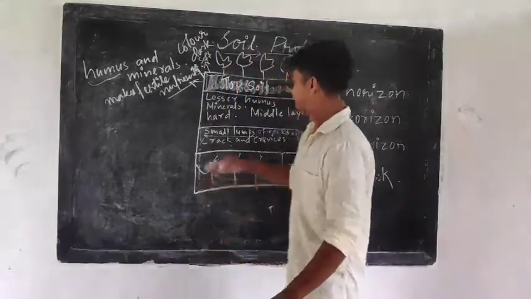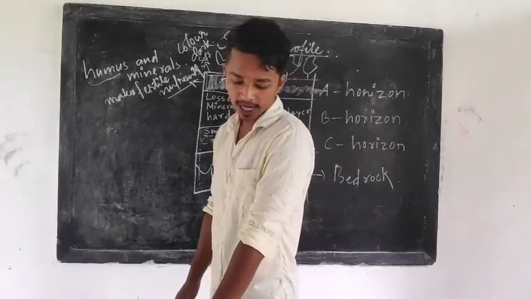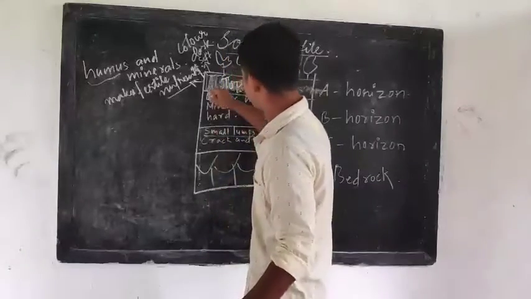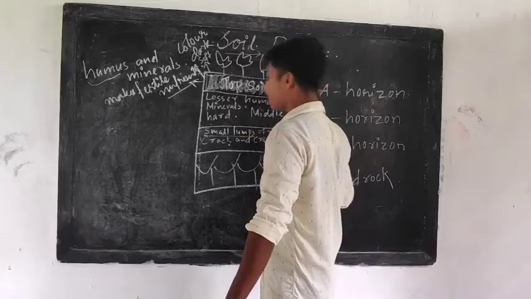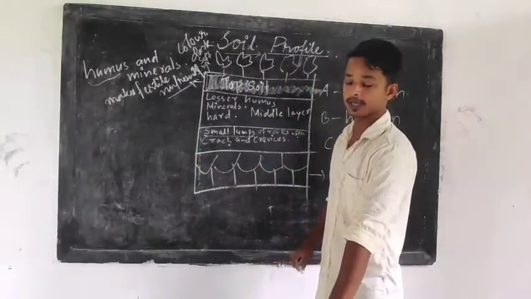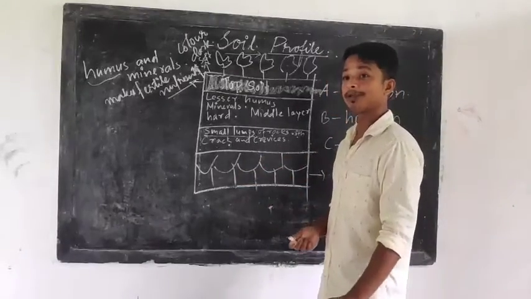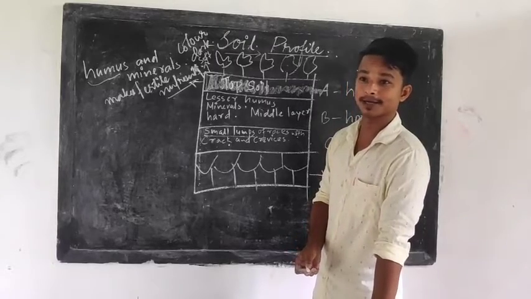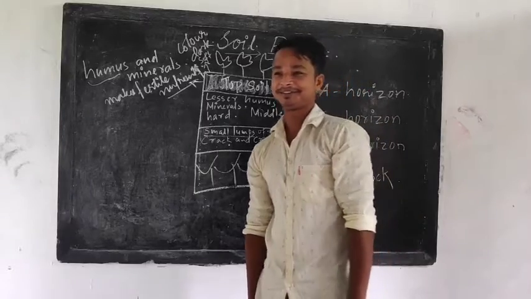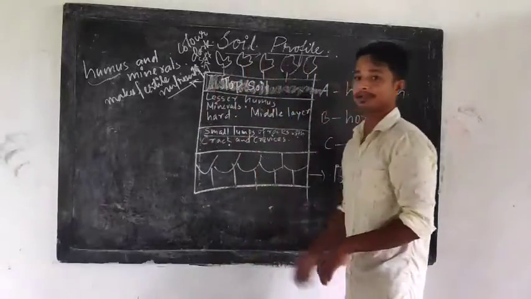So below this layer is called the bedrock, which is hard and difficult to dig with a spade. Below the C horizon, below the third layer, we have the bedrock. And it is hard and very difficult to dig with the help of a spade. You know spade? Did you understand this? Yes, sir.